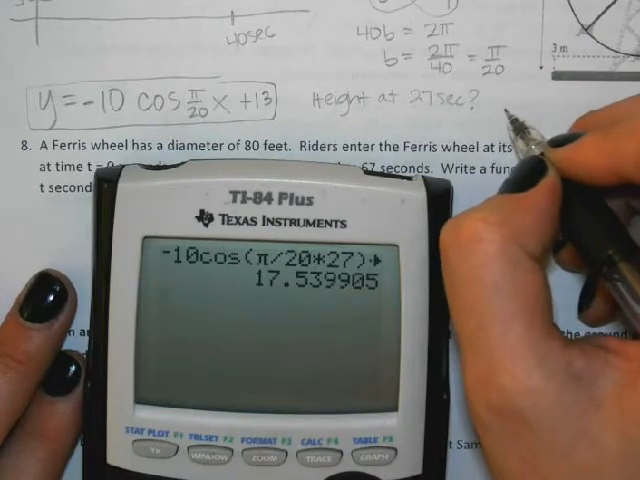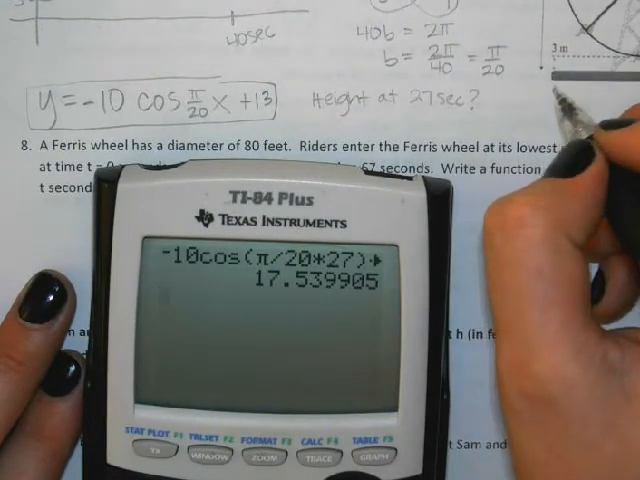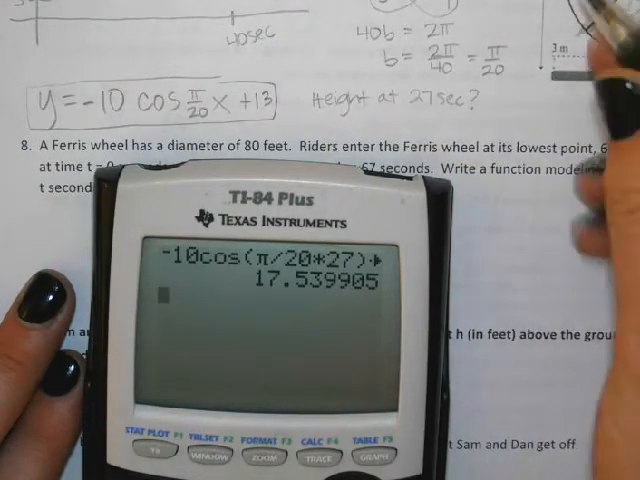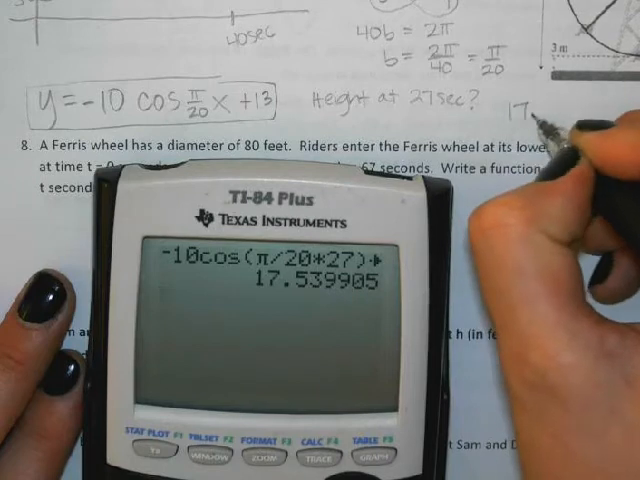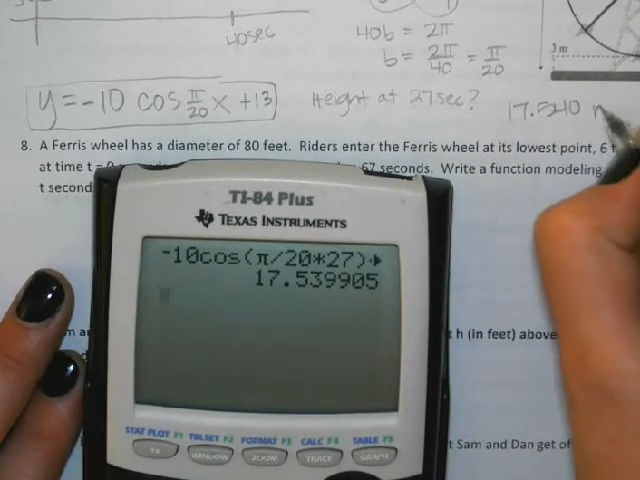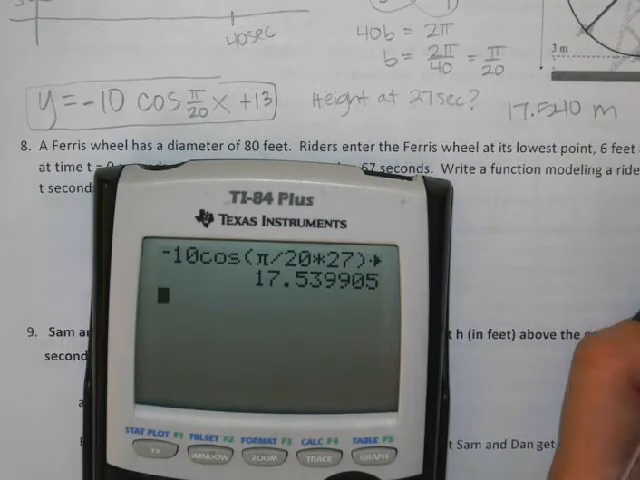All right, so the height. How high are you off the ground after 27 seconds? You are 17.540 meters off the ground. So, are you on your way up or on your way back down? On your way back down, because it's more than halfway through the ride.